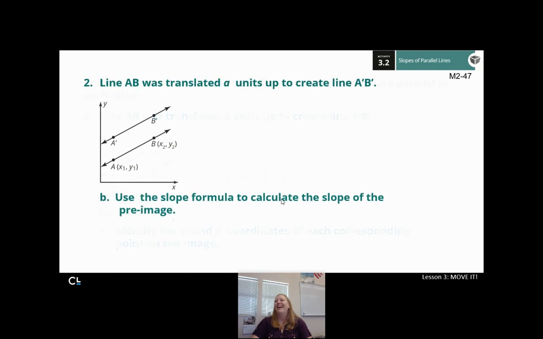Can you real quick use the slope formula to calculate the slope of what we call the pre-image? So the pre-image is before the translation, so it's the original. If you can't remember pre-image, it's cool. That just means the OG, the original. So can you use that slope formula to calculate the slope of the original AB? Go ahead and hit pause and jot that down. Hit play when you're ready to check your work.